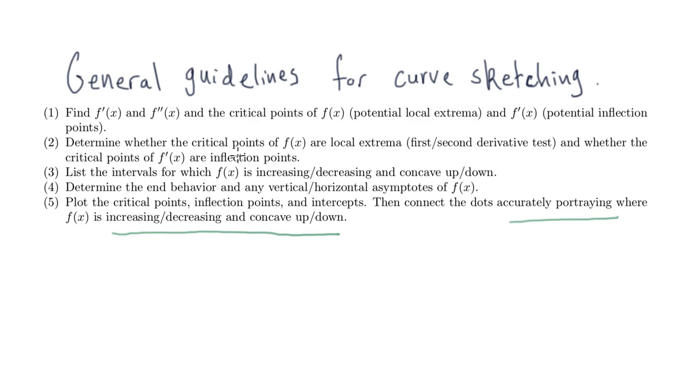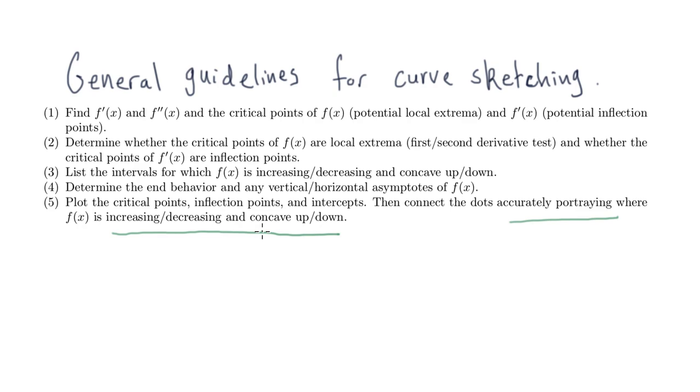Next, you want to determine the critical points, like I said, by setting those equal to 0, and then using the first or second derivative test, really determine which ones of those critical points are local extrema, and which ones of the critical points of the derivative are inflection points. So actually nail down the extrema and the inflection points. Then that should give you the intervals for which f is increasing, decreasing, concave up, concave down.